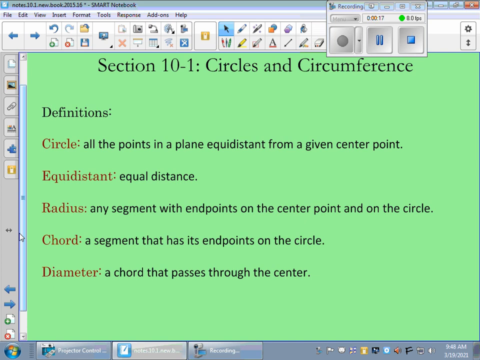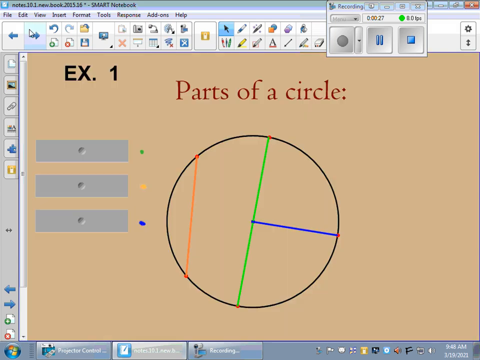Equidistant means equal distance. Radius is any segment with endpoints on the center and on the circle. A chord is a segment that has endpoints on the circle. A diameter is a chord that passes through the center. So here we are naming points. Parts of a circle. Hopefully you can see the color coordination there and you're able to get an idea of what we're looking for.